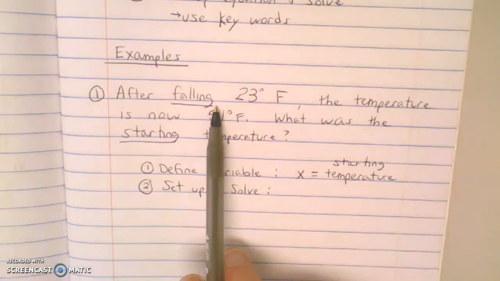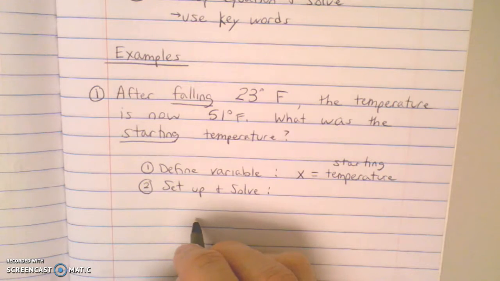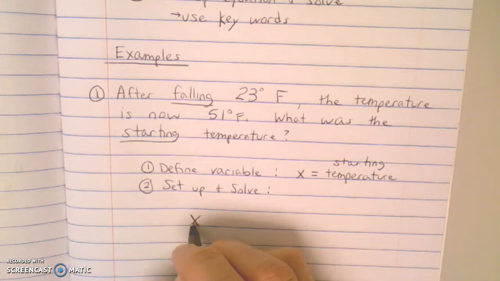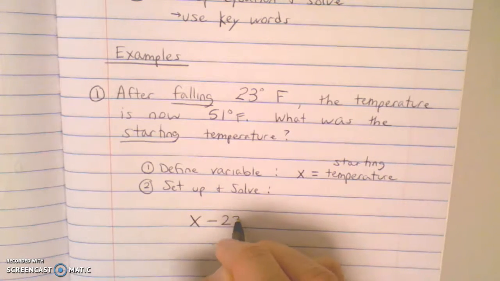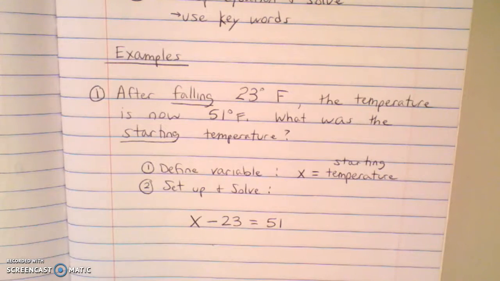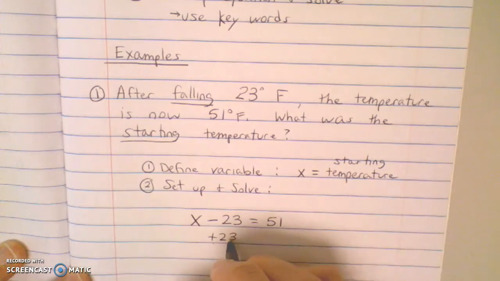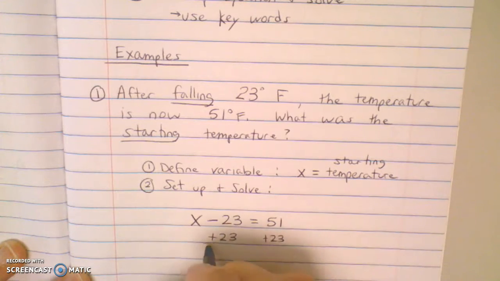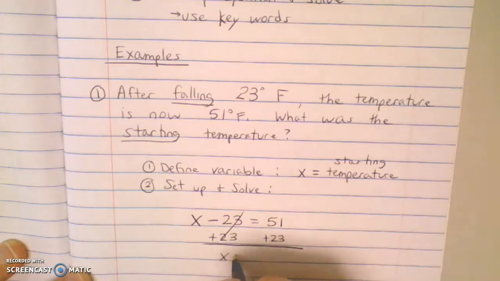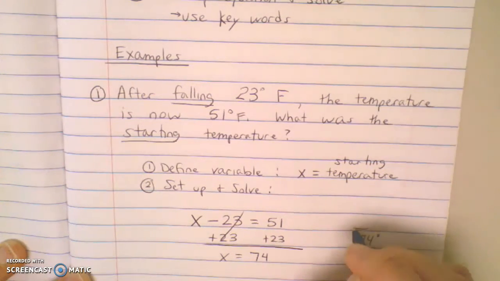So after falling 23 degrees, the word falling suggests losing values, so that's going to be subtracting. So the temperature starts at x degrees, that's my starting temperature, and then it falls 23 degrees to end up at 51 degrees. So now I can solve that by adding 23 to both sides and getting x equals 74. So the starting temperature was 74 degrees.